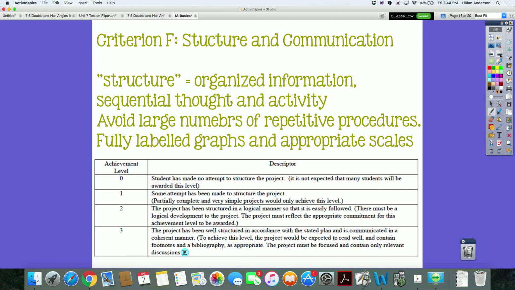Does it read well? Did you communicate well? Did you try to avoid large numbers of repetitive procedures? And fully label graphs in appropriate scales.